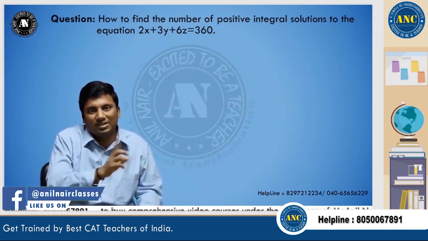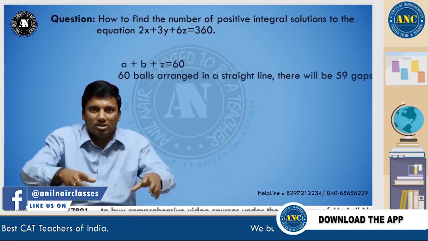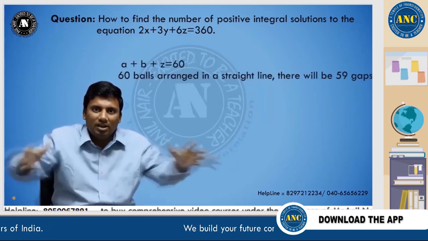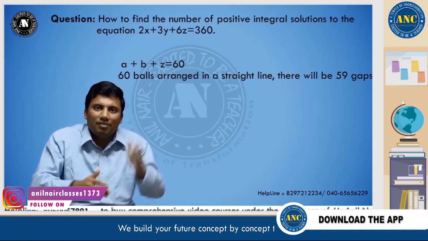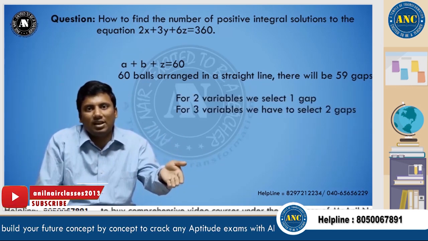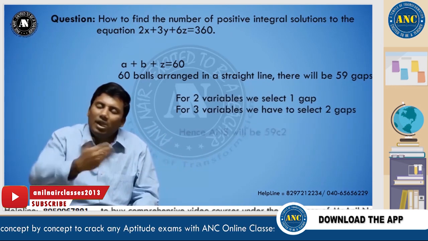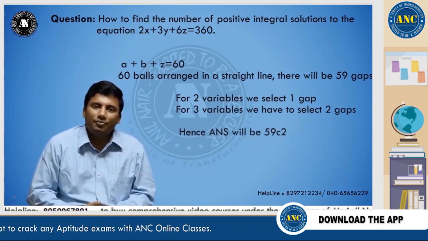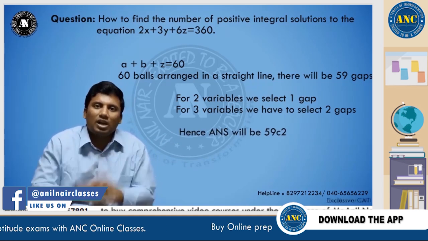Go back to the question. A plus B plus Z equivalent to 60. 60 balls arranged in a straight line. There will be 59 gaps. For 2 variables you selected 1 gap. For 3 variables you will select 2 gaps. So the answer will be 59C2. I hope you have understood the concept.